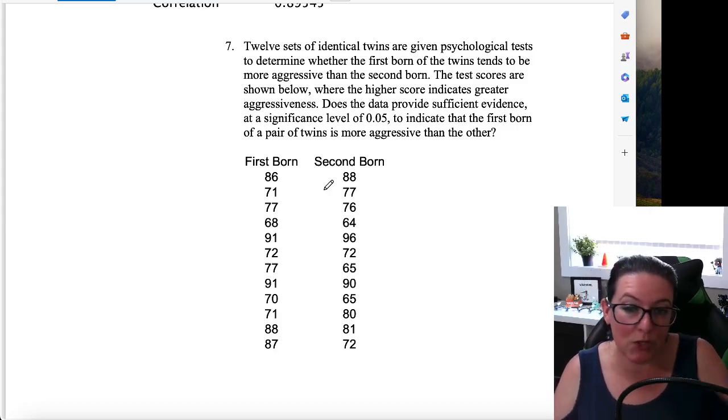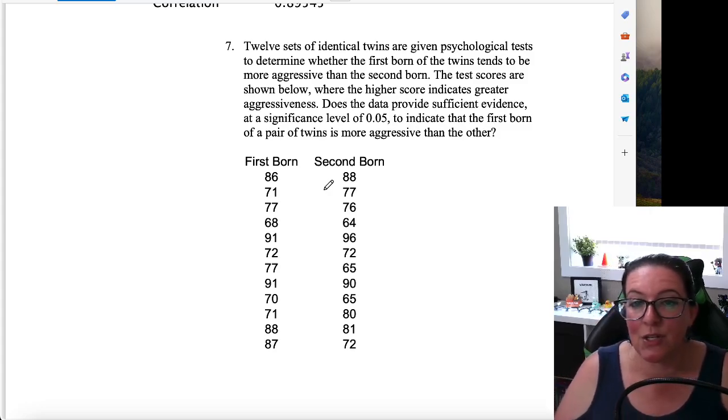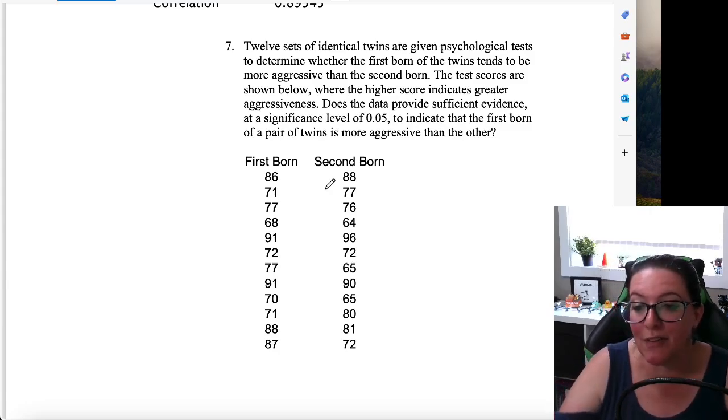So can you construct a paired t-test in Excel and in Python to determine if the firstborn of a pair of twins is more aggressive than the other?